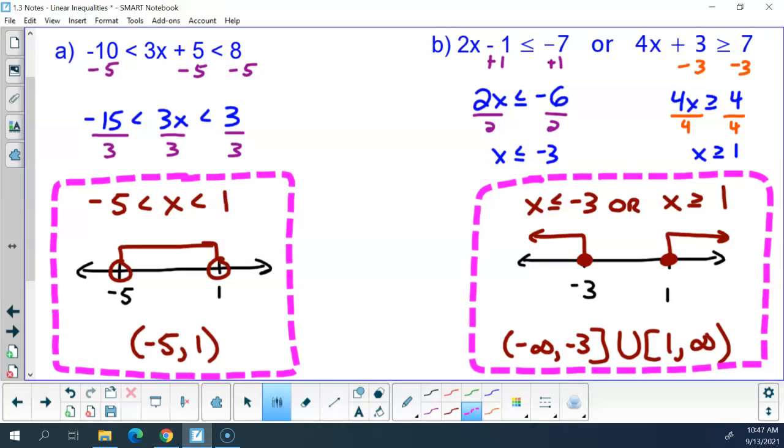Haikus. The poem. 17 syllables. No, 3 lines, like 5-7-5 or something, isn't it? I don't remember, but it's something like that.